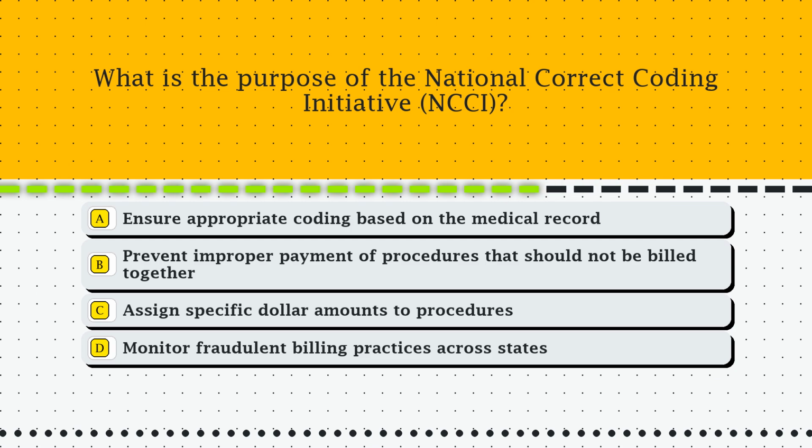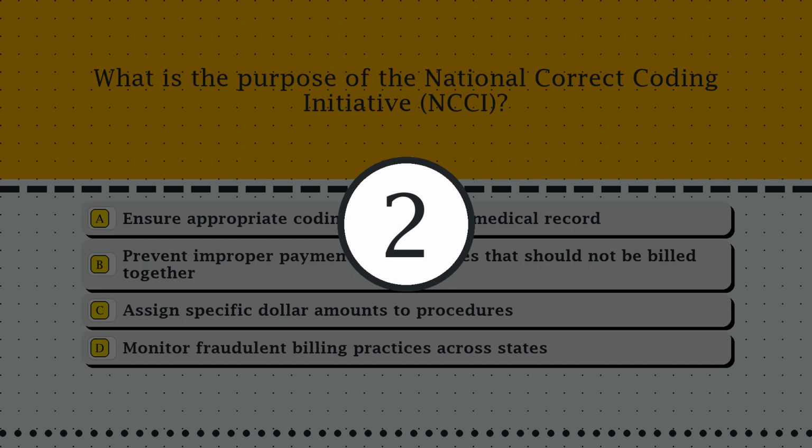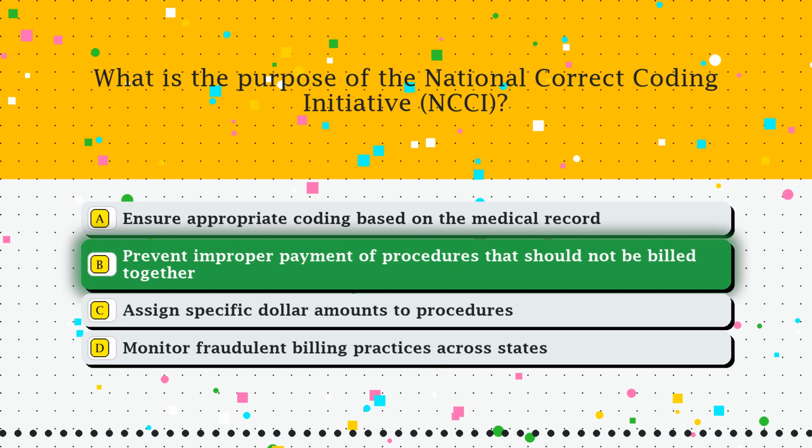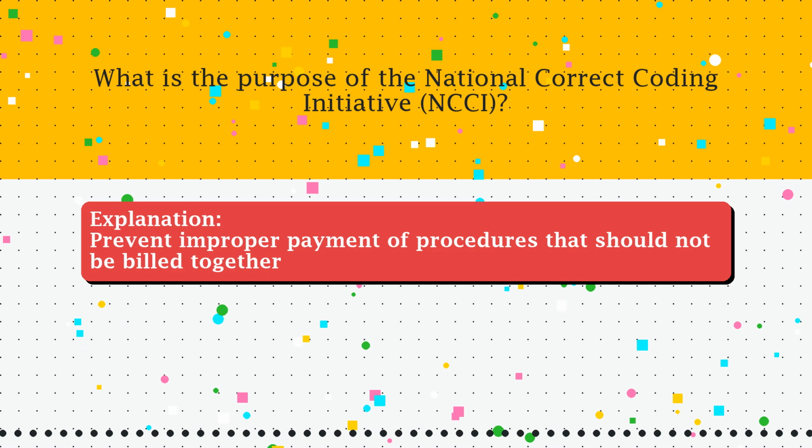Question 259. What is the purpose of the National Correct Coding Initiative, NCCI? Option A, to ensure appropriate coding based on the medical record. Option B, to prevent improper payment of procedures that should not be billed together. Option C, assign specific dollar amounts to procedures. Option D, monitor fraudulent billing practices across states. The correct answer is option B, prevent improper payment of procedures that should not be billed together.